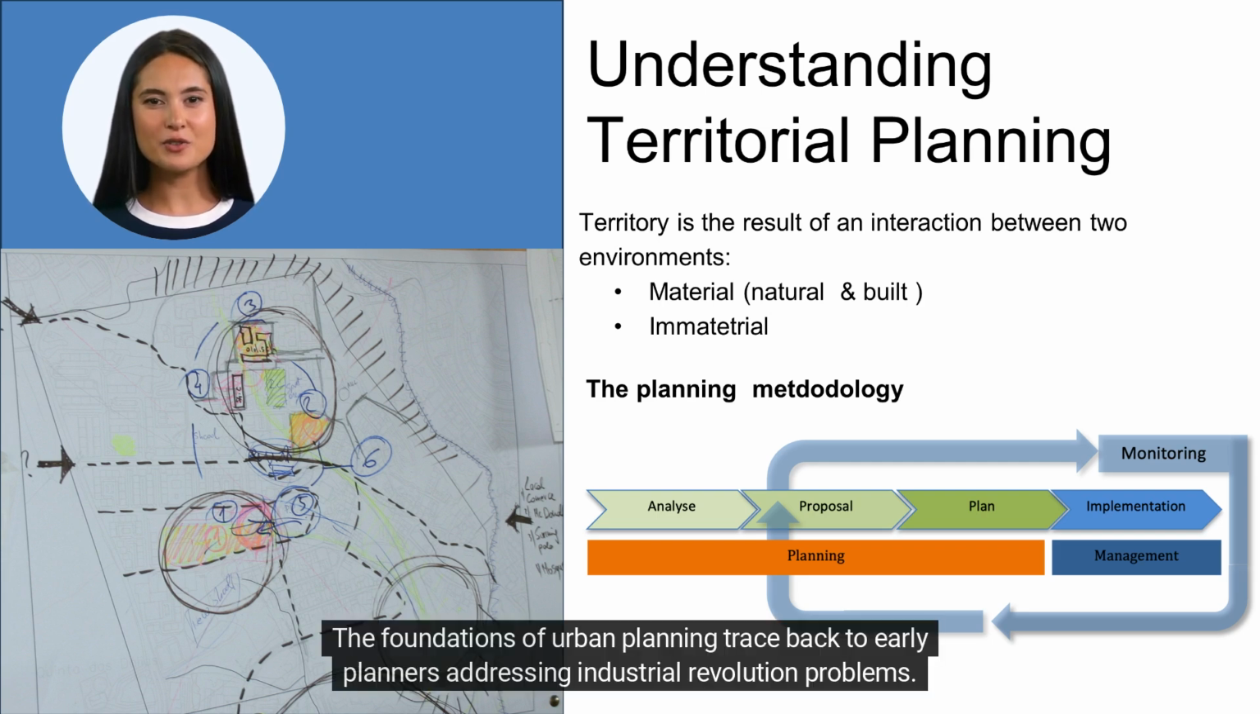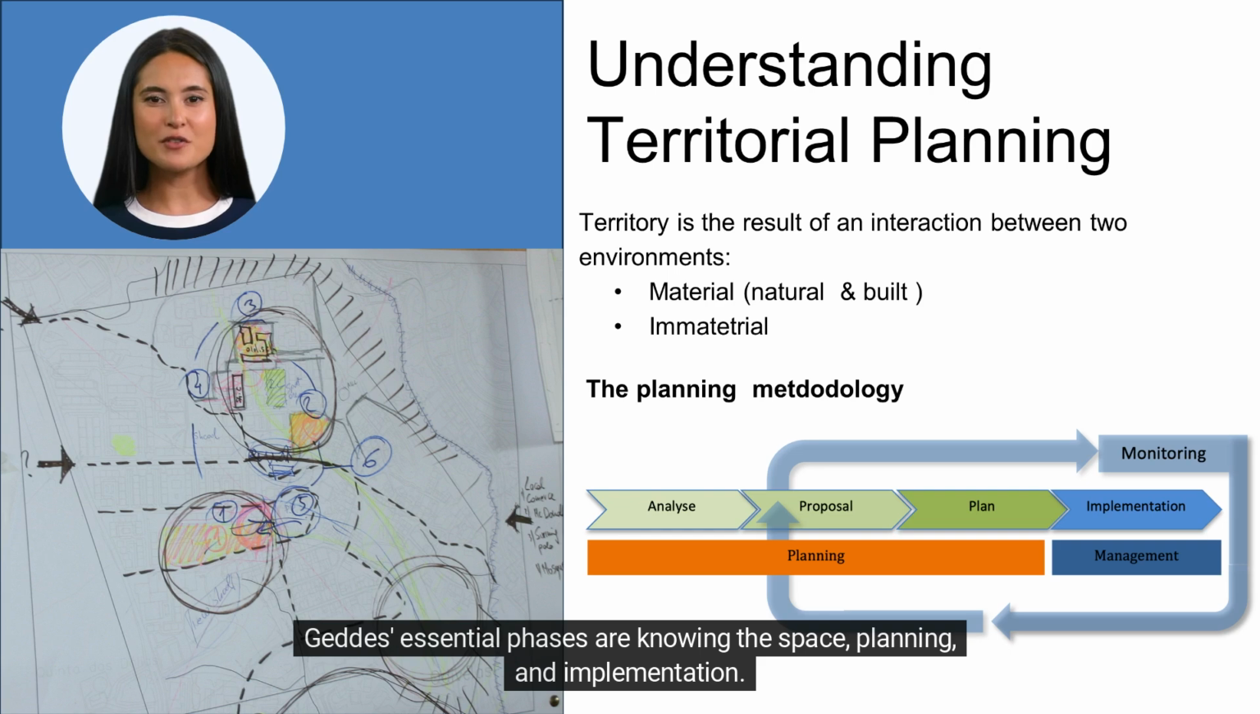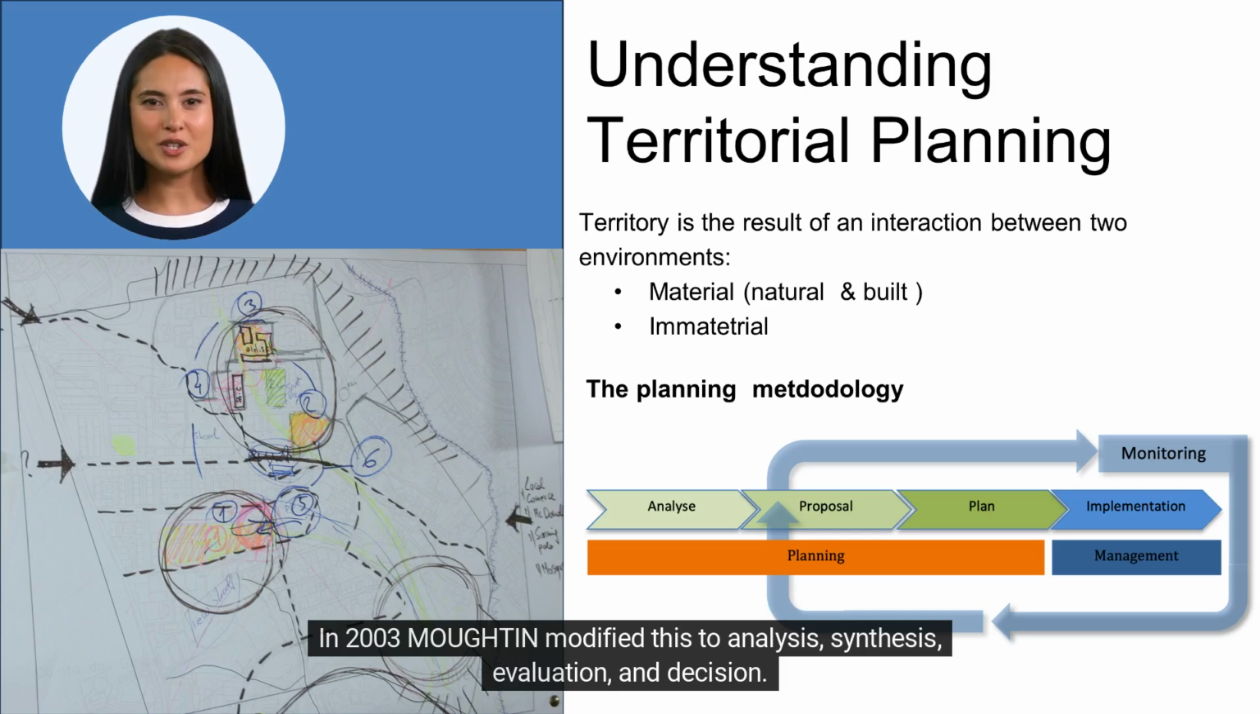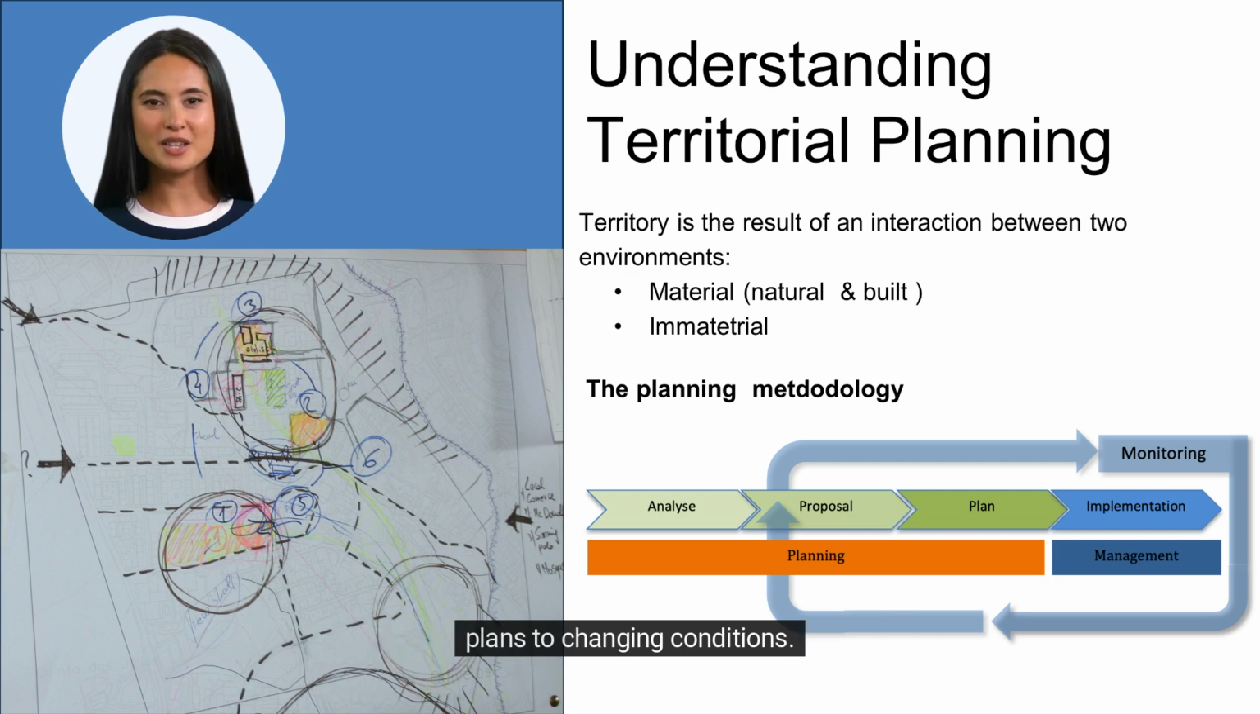The foundations of urban planning trace back to early planners addressing Industrial Revolution problems. Patrick Geddes, the father of modern planning, established a three-phase methodology and emphasized community participation. Geddes' essential phases are knowing the space, planning, and implementation. In 2003, Mawton modified this to analysis, synthesis, evaluation, and decision. The dynamic nature of territories and technological developments necessitate a monitoring phase to adapt plans to changing conditions.